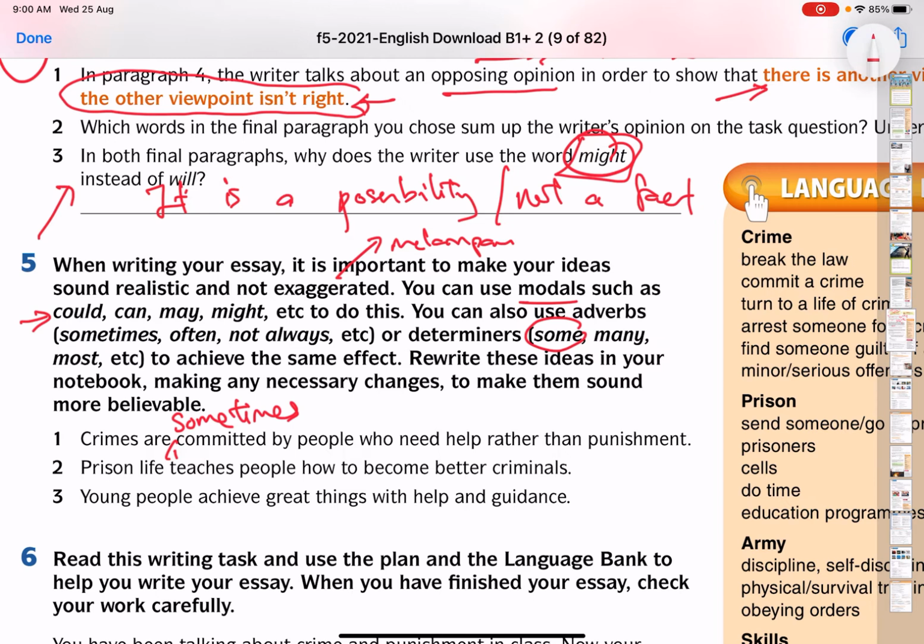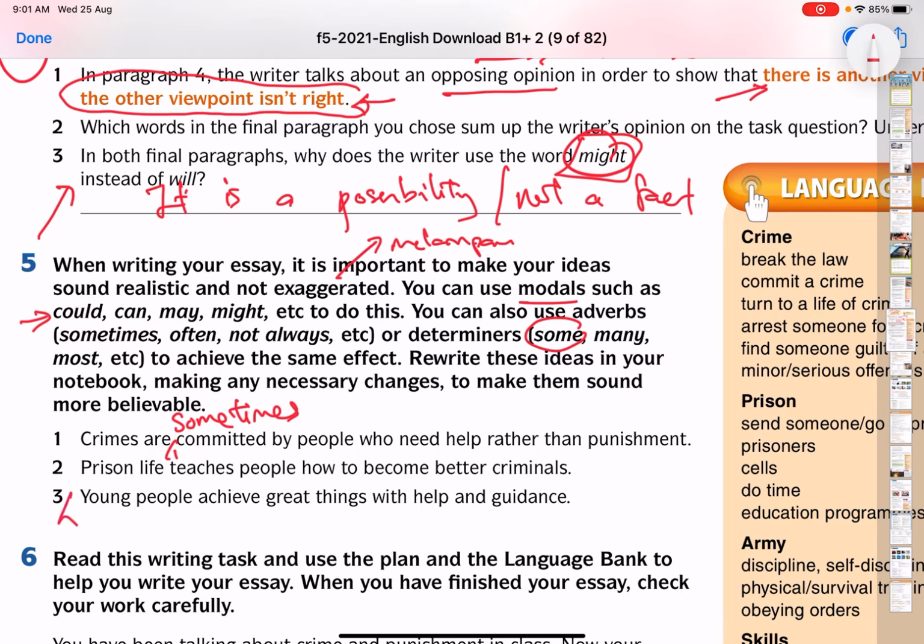Number 3. I want to look at sentence number 3. Young people achieve great things with help and guidance. Orang muda boleh mencapai kehebatan dengan bantuan dan orang kata bimbingan. Betul ke? Contoh macam saya bagi bimbingan ke hampa, bagi nasihat semua, tapi yang pertama buat apa-apa. So kamu tak akan mencapai kejayaan, right? Okay. Tetapi kalau kamu ikut bimbingan dan panduan semua tu, selalunya kamu akan capai kejayaan tu. Betul. But not all, bukan semua.